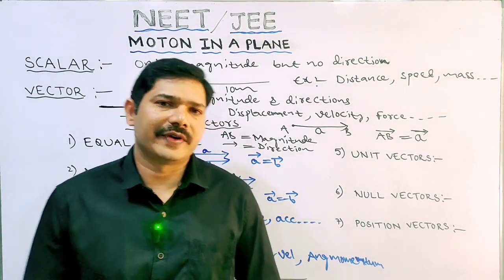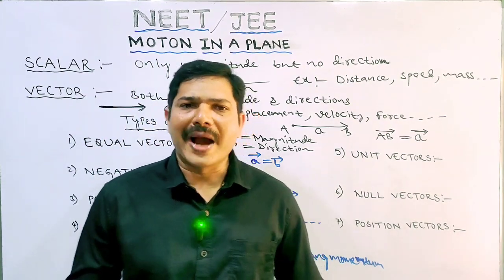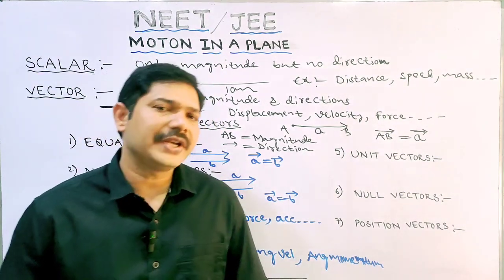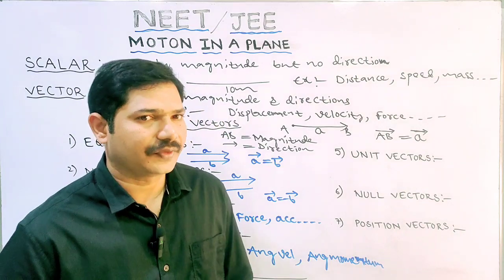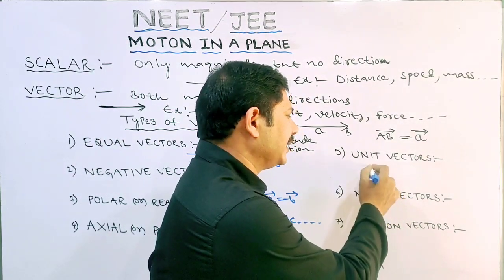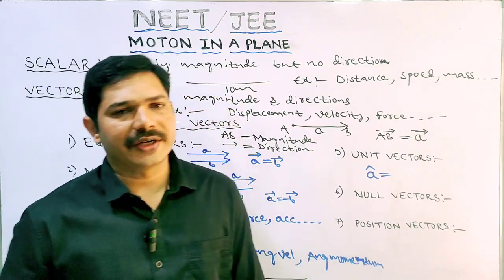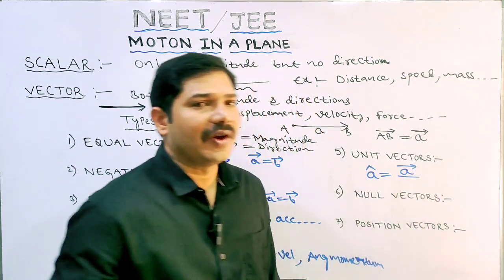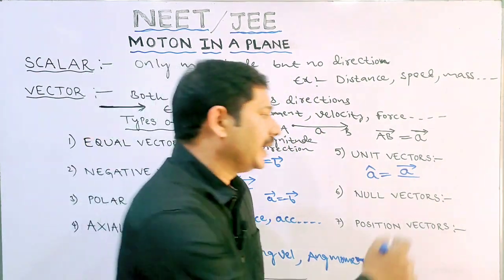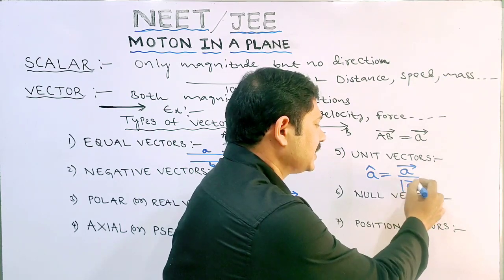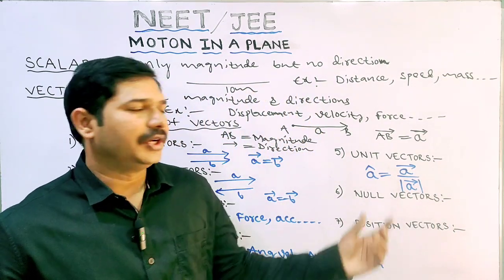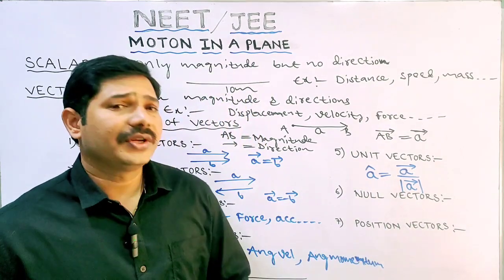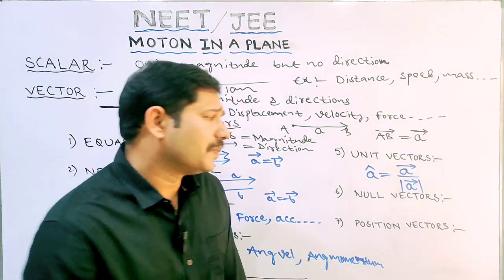Next, unit vector. A unit vector means a vector whose magnitude is unity. A unit vector is denoted by the symbol A cap. The formula: A cap equals A bar divided by the magnitude of A bar, that is mod of A bar. Next, null vector. A null vector means a vector whose magnitude is 0.